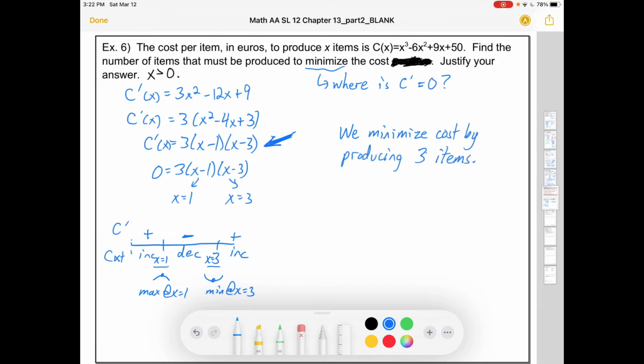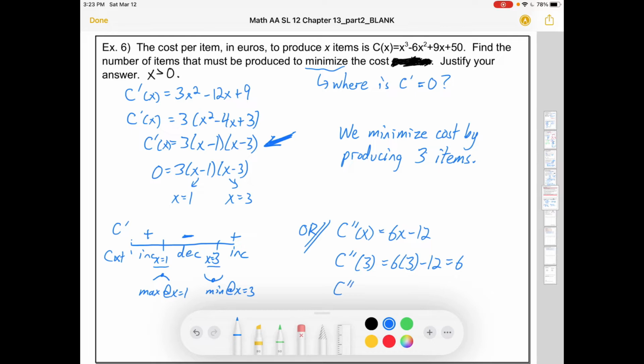by producing 3 items. Another way that you could justify that your minimum occurs at 3 is to use the second derivative. So C double prime of x is going to be 6x minus 12. And if you sub in 3 into this, you're going to get 6 times 3 minus 12, or most importantly, a positive value.